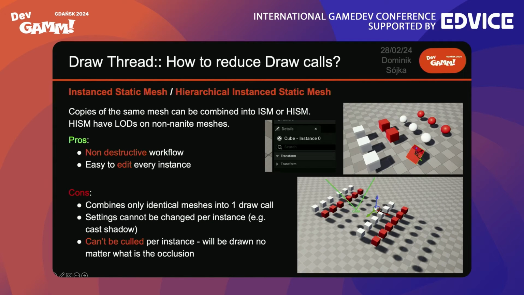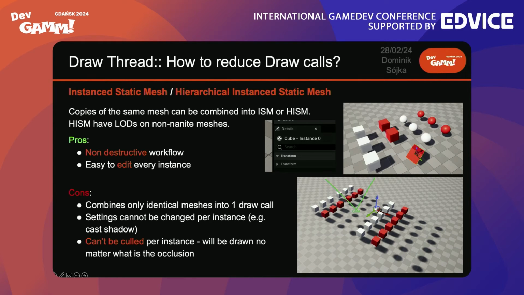Another tool to reduce the draw calls are instanced static mesh and hierarchical instanced static mesh. They are almost the same. The main difference is that the hierarchical instanced static mesh has LODs on all the non-Nanite meshes. This is a great way when you want a non-destructive workflow, when you want to edit your meshes, but they're going to be packed into draw calls based on the number of meshes and materials.